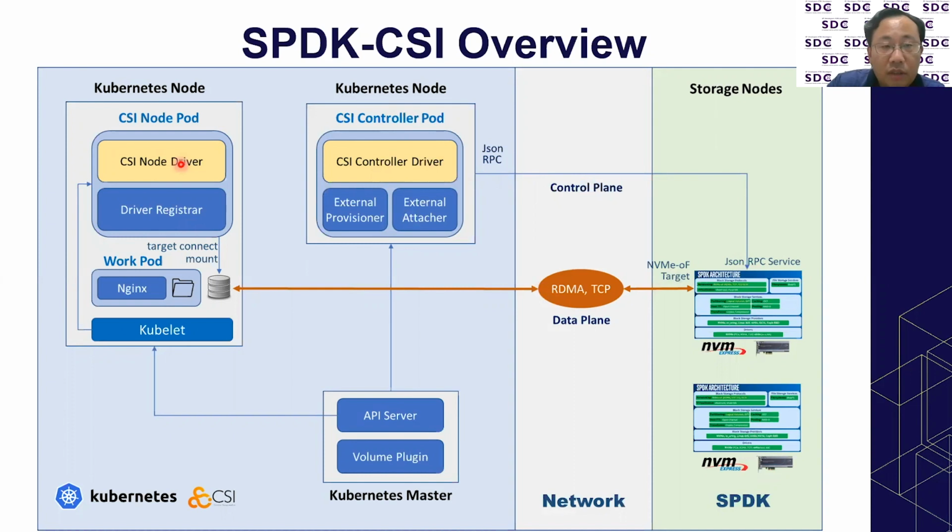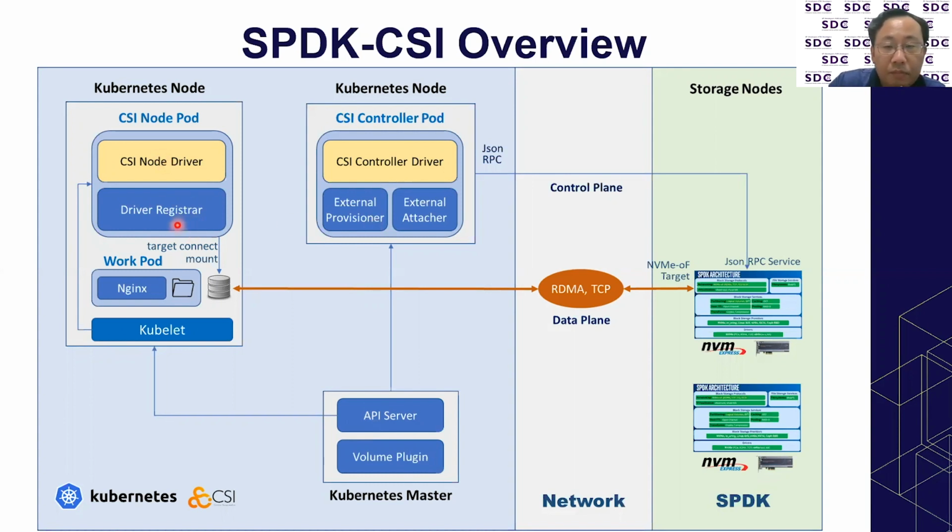And the SPDK node workers that run the node drivers will have access to the data plane network through RDMA, or through TCP, or maybe FC. Anyway, this is the high-speed data network that connects directly to the work pod. The API server is the center that controls how things work together. We just combined everything together.